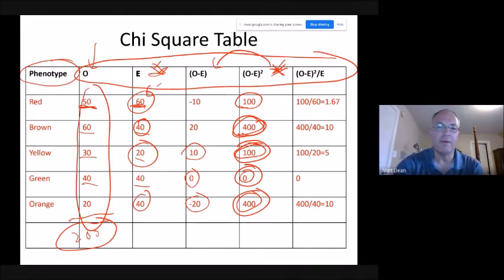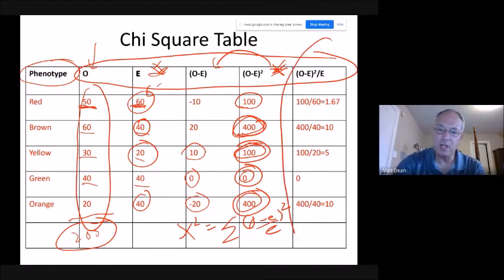Now what you've got to remember is that chi-square is equal to the summation of O minus E squared over E. Notice that the last column in my table is O minus E squared over E. So all I've got to do to calculate the chi-square statistic is add up everything in this row. So that's 1.67 plus 10 plus 5 plus 10. So let's see, that would be 26.67. So my chi-square value, 26.67.